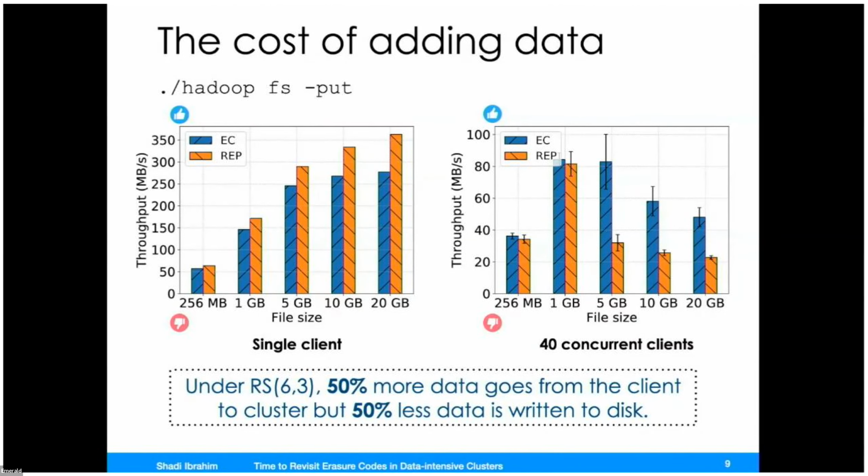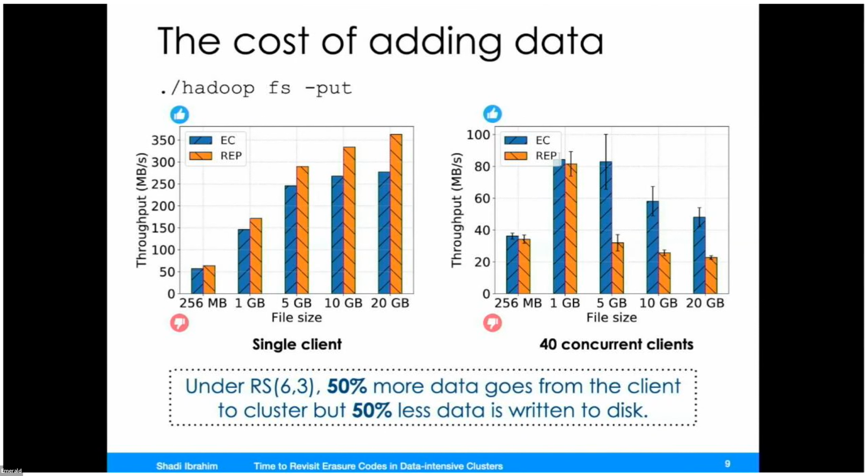replication than under EC. This is expected, as 50% more data are transferred under EC from the client to the cluster. Under EC, the client performs the encoding and sends the original data chunks alongside the parity chunks, while under replication, the client sends just the original block, which is then pipelined inside the cluster. It's important to note that the write is considered successful when the data is replicated in the main memory of the nodes, without necessarily being persisted to disks.